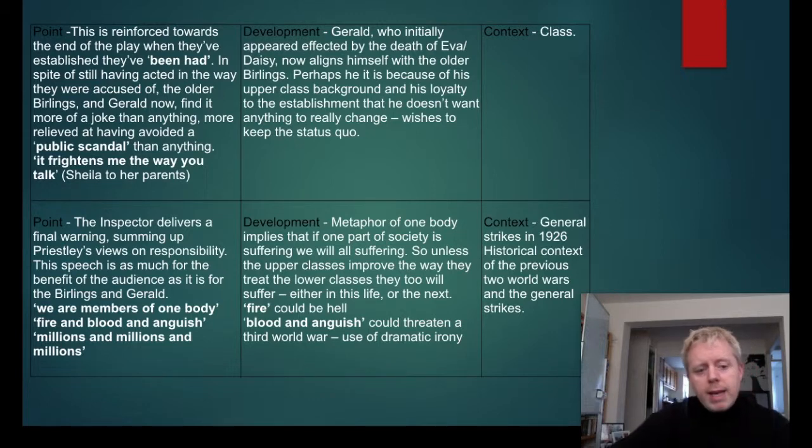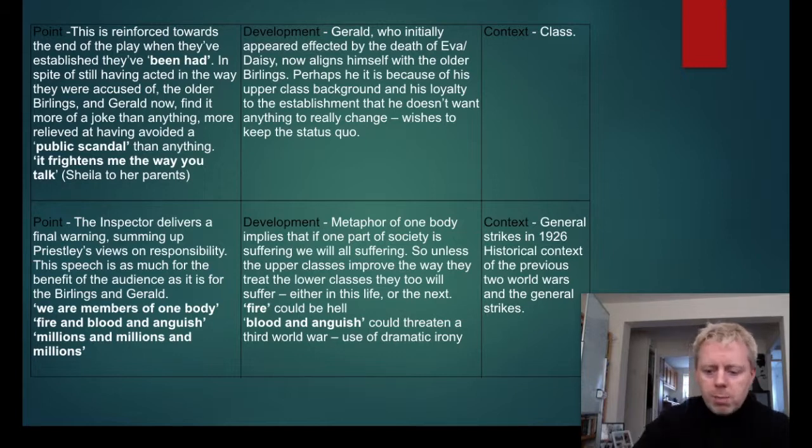Fourth point you could make, the inspector delivers a final warning, summing up Priestley's views on responsibility. This speech is as much for the benefit of the audience as it is for the Birlings and Gerald. "Remember it, we are members of one body. If we don't learn our lessons of the past, we will suffer it in fire and blood and anguish. Millions and millions and millions of Eva Smiths and John Smiths." Remember that symbolism. What does Eva Smith represent, and what does John Smith represent?